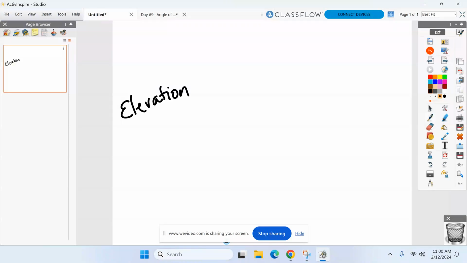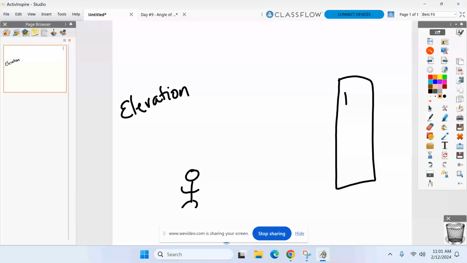But anyway, here's elevation. You are on the ground. All right, let me just start off with that. You are on the ground looking up at something, forming an angle. So it could be a building, could be a tree. So let me throw my building up here. A couple windows, obviously. And you are looking at something up at the top of the building.